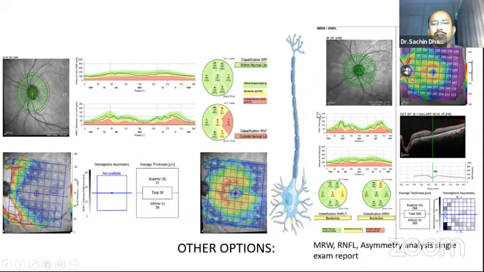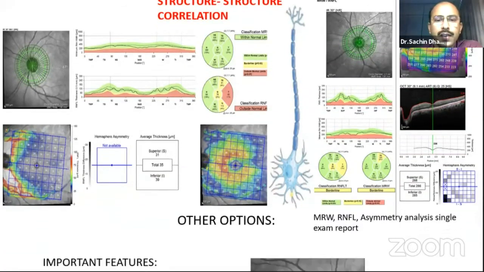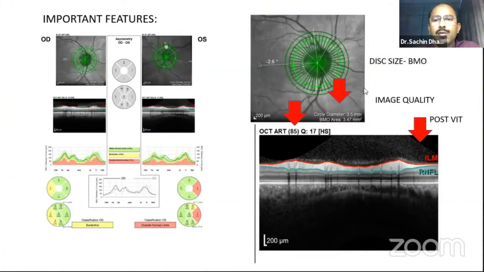You do not have any segmentation picture here, so I prefer to have another OU map which gives me the RNFL segmentation, the quality checks, and the status of the posterior vitreous, which again is not seen in many machines. So structure correlation is very important. You have to know the entire anatomy of the neuron. Now see the important features that I usually look at. I look at the disc diameter, the scanning circle diameter, the posterior vitreous.